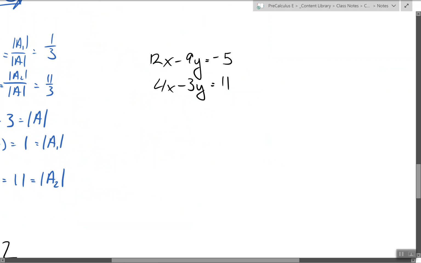Second example here, so we'll start the same way. We'll start with A, and that is 12, negative 9, 4, negative 3. We'll find the determinant of that. So we have the 12 times negative 3 and 4 times negative 9.